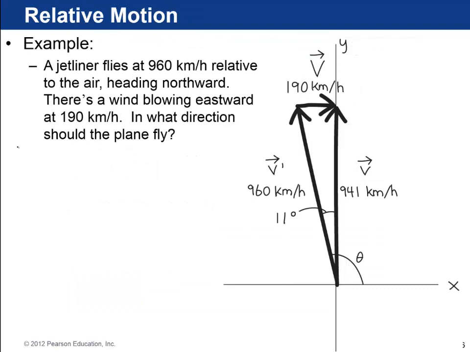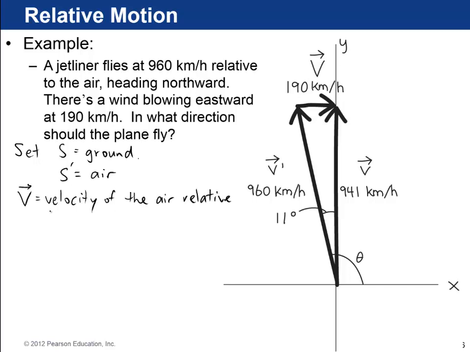Okay, let's do an example of relative motion. A jetliner flies at 960 kilometers per hour relative to the air, heading northward. There's a wind blowing at 190 kilometers per hour towards the east. In what direction should the plane fly? Okay, so we'll set S as the ground frame and S prime is the air. So capital V is the velocity of the air relative to the ground, and we're told in the problem that that's 190 kilometers per hour. That's the velocity of the wind.